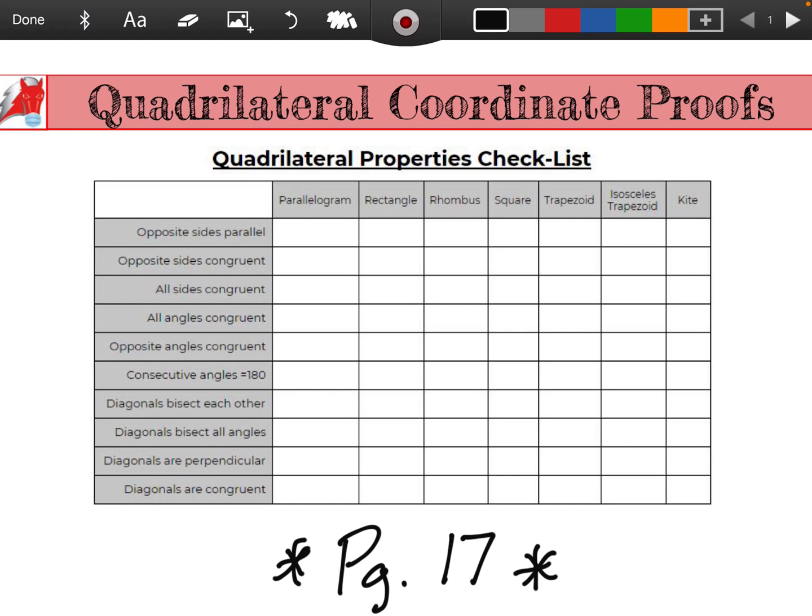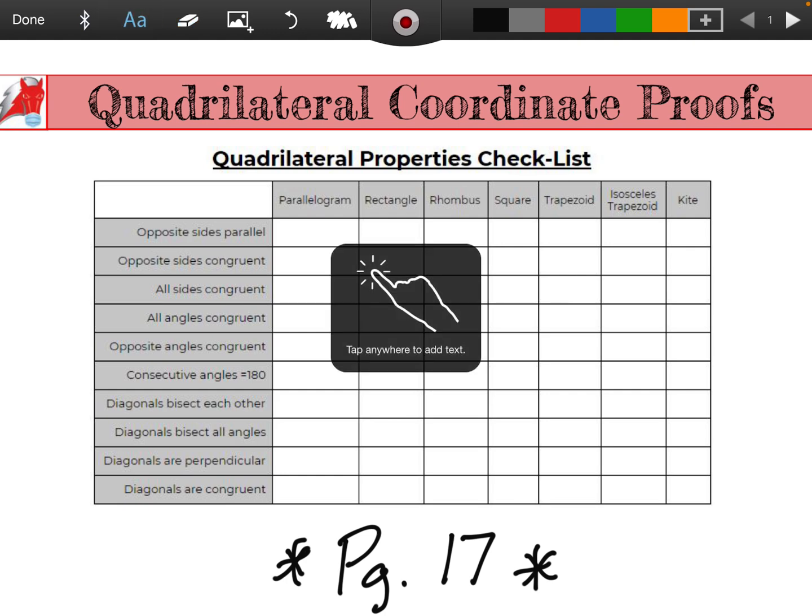We're going to go ahead and get working on quadrilateral coordinate proofs. Now, to start with, we are not going to include these ones yet. Please don't make the X. I'm just doing that for the sake of knowing that we are not working on those yet, but we will do that next time we see each other. Okay?